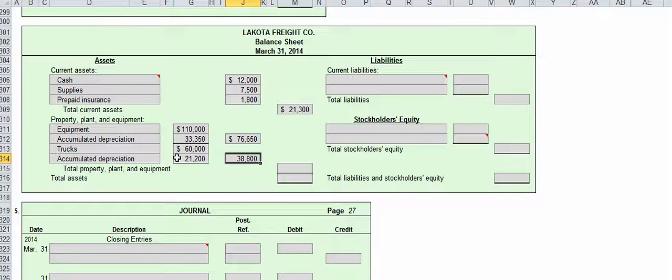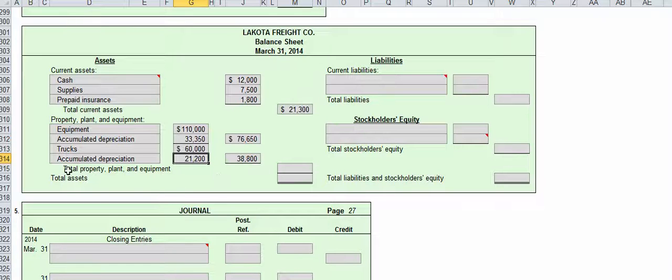So for instance, if we sold all of our trucks for 40,000, we'd have a $1,200 gain on the sale of the trucks. Even though they cost 60, we've used the trucks for a while, and the depreciation that is accumulated on them totals 21,200.